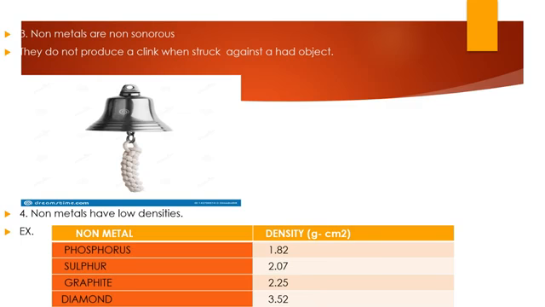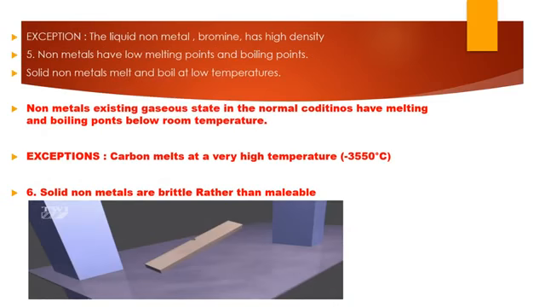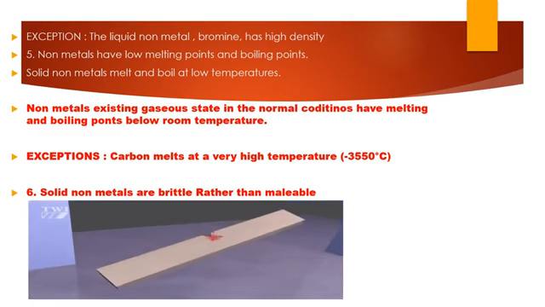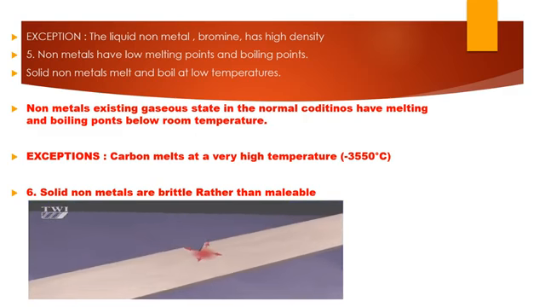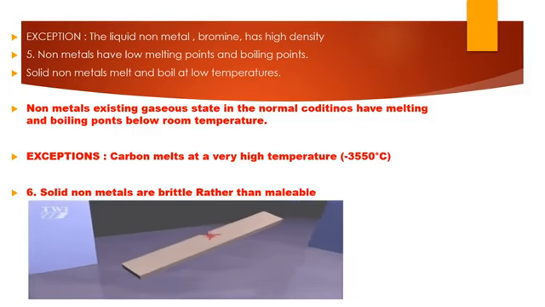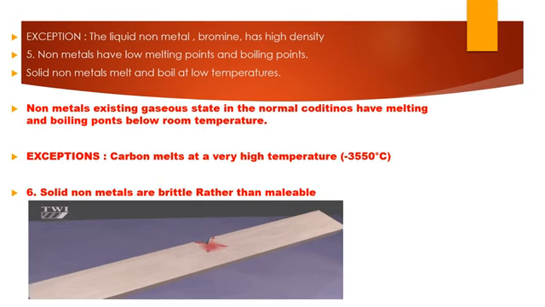The fourth point is non-metals have low densities. Here we have some non-metals: phosphorus, sulfur, graphite and diamond. When compared to metals, their densities are very low. Here we have one exception. The liquid non-metal, we have only one liquid non-metal, bromine. It has a high density. So the non-metal property is low density, but bromine has a high density.